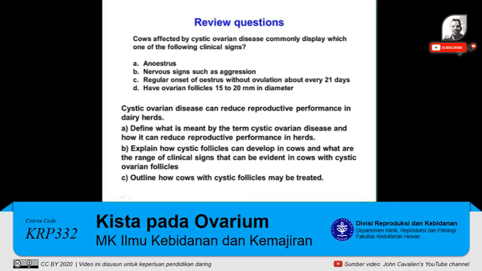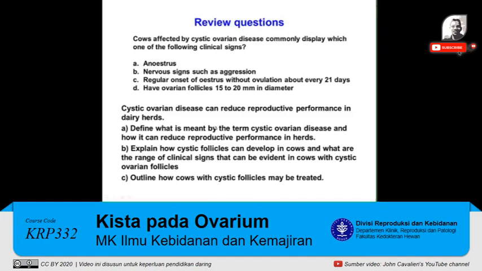Cows affected with cystic ovarian disease commonly display anestrus as a clinical sign. They usually don't show aggression. They usually show erratic estrus behaviour and cyclicity, and follicles are usually larger than 25 millimeters in diameter. So this is the common sign that they show. Let's look at the second question.